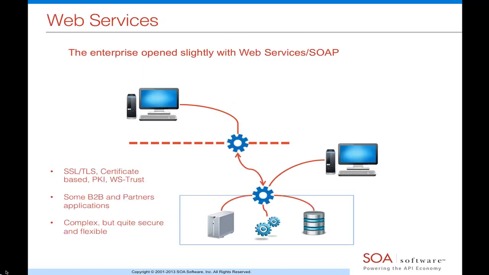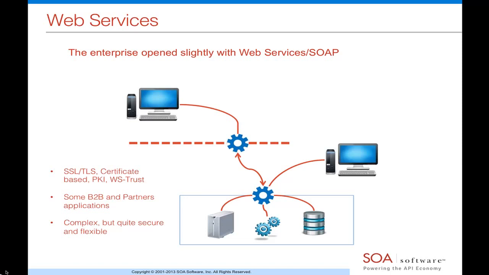Then came web services. So late 90s, early 2000, the enterprises started to open up with web services and SOAP. And you started seeing obviously a lot of web applications, the internet revolution, and enterprises started exposing their applications primarily to B2B and partner applications. And the security in this case, in case of SOAP and web services, was actually quite extensive.